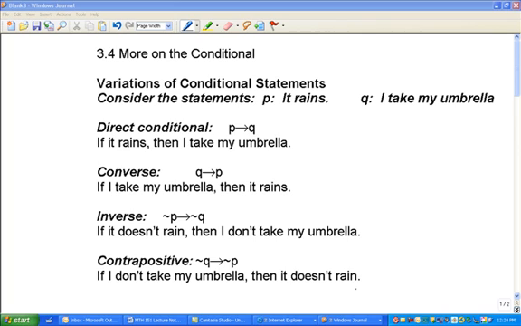If we reverse the order of the antecedent and the consequent, so we have if Q then P, or if I take my umbrella then it rains, that is called the converse. The inverse is where we insert nots in front of each of the antecedent and the consequent. So it would be if it doesn't rain, then I don't take my umbrella. Finally, the contrapositive is where we switch the order of the antecedent and the consequent and also insert negations. And that would read, if I don't take my umbrella, then it doesn't rain.